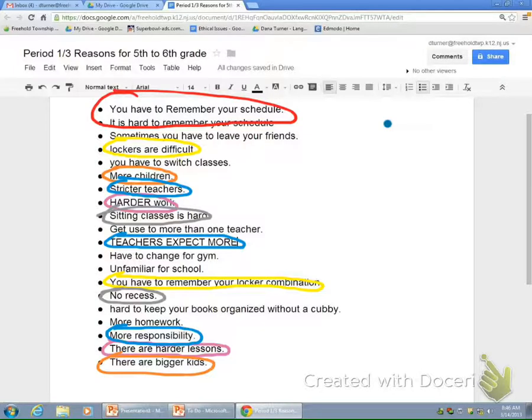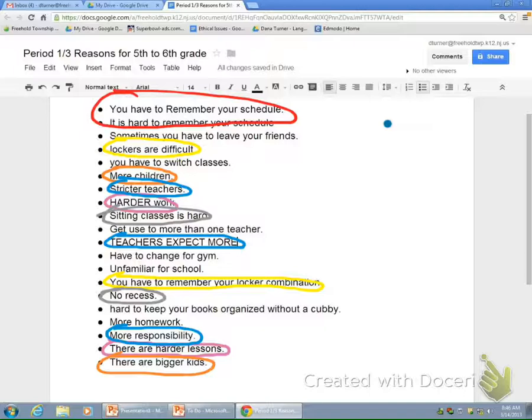So let's look at what we have so far. We have it coordinated by color. So the yellow goes together as one group, the red goes as one group, etc. But here's what we have to do. Now that we've grouped them, we have to reword and craft a whole new reason. So I'm going to show you how I do this.